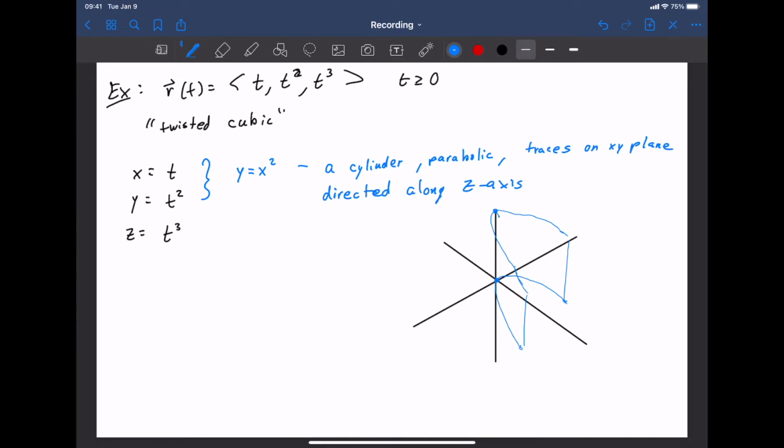A parabolic cylinder, okay? That's not the curve. That's not the space curve we have. That's going to be the surface that the curve travels along. And then what we're going to do is use the unused component. So the unused component is what the curve looks like on the surface.